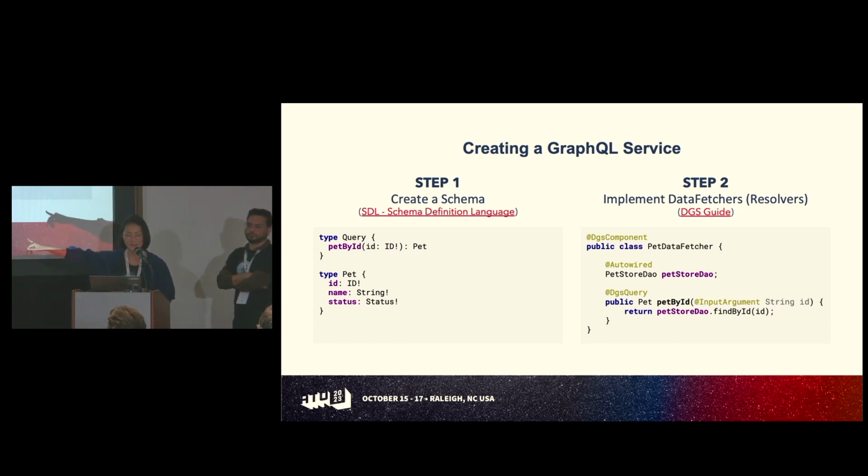So here we're defining a pet type on the left in our schema. And on the right side, we're implementing what's called the data fetchers, also known as the resolvers. These words are kind of interchangeable in the GraphQL sphere. I think Ashpak usually uses resolvers when he talks about this.